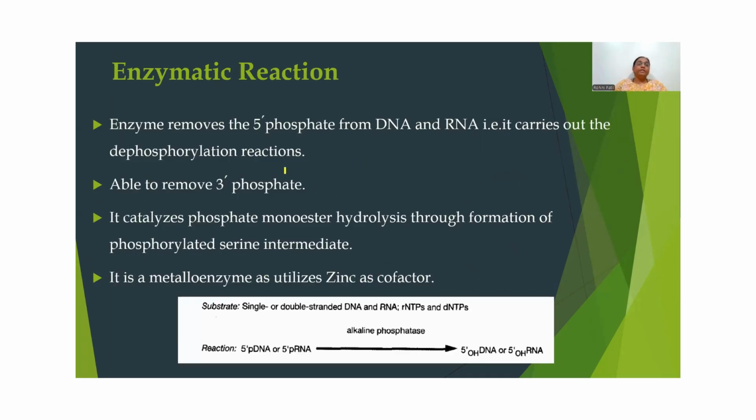Alkaline phosphatase removes the 5' phosphate from DNA and RNA, that is, it carries out the dephosphorylation reaction. It is also able to remove the phosphate from the 3' end. As it breaks down the monoester bond and removes the phosphate group, that's why it is called alkaline phosphomonoesterase.